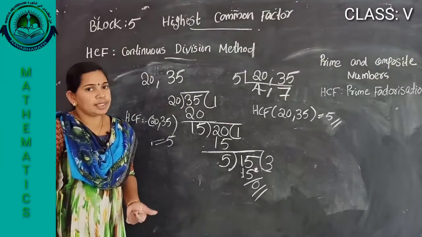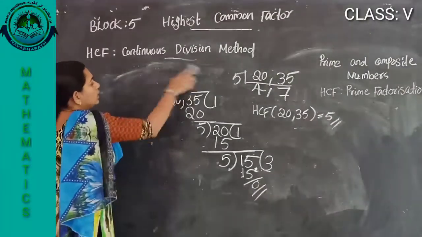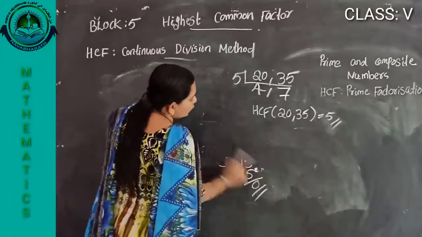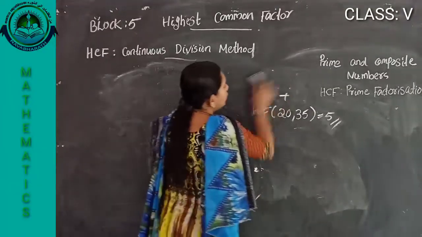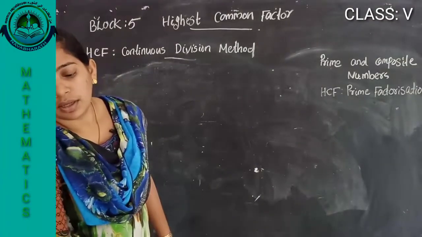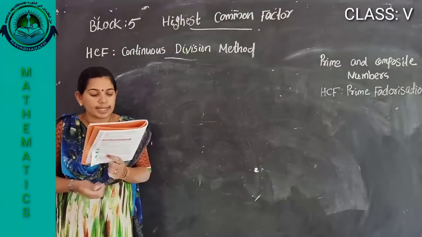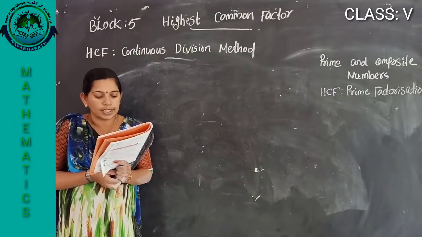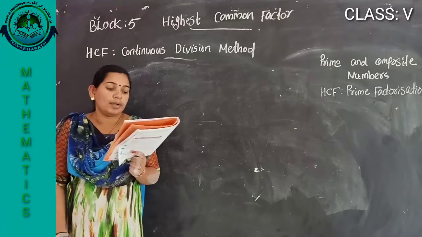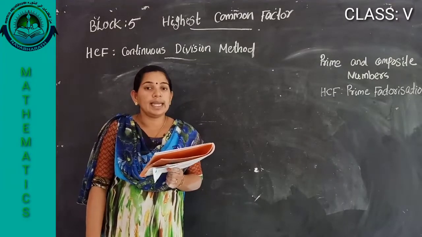I want you to do it the same way. In that question, you should write all the factors of 50 and 70. Okay, next, find the HCF using the continuous division method. 12 and 14, second, 24 and 60, third, 90 and 100.